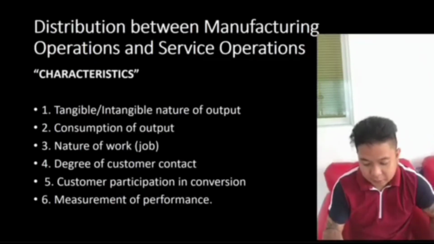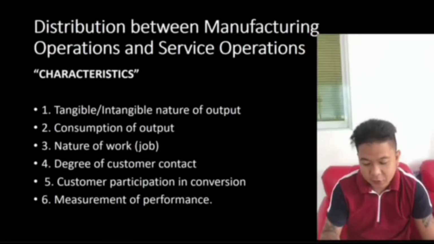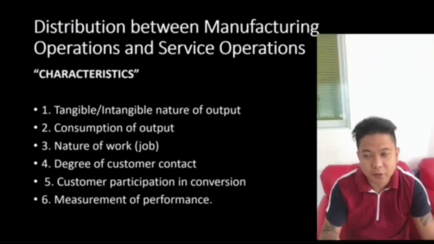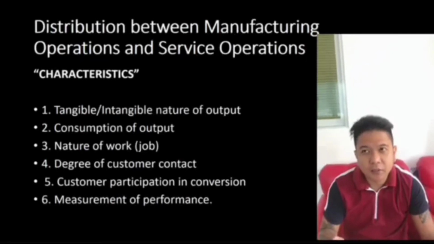Number four is the degree of customer contact, or the little customer contact. Five is the customer's participation in conversion. There is no customer participation in the conversion process or the production of the product. Number six is measurement of performance. These are the sophisticated methods for measuring the production and activities, and the resource consumption of the product are made.